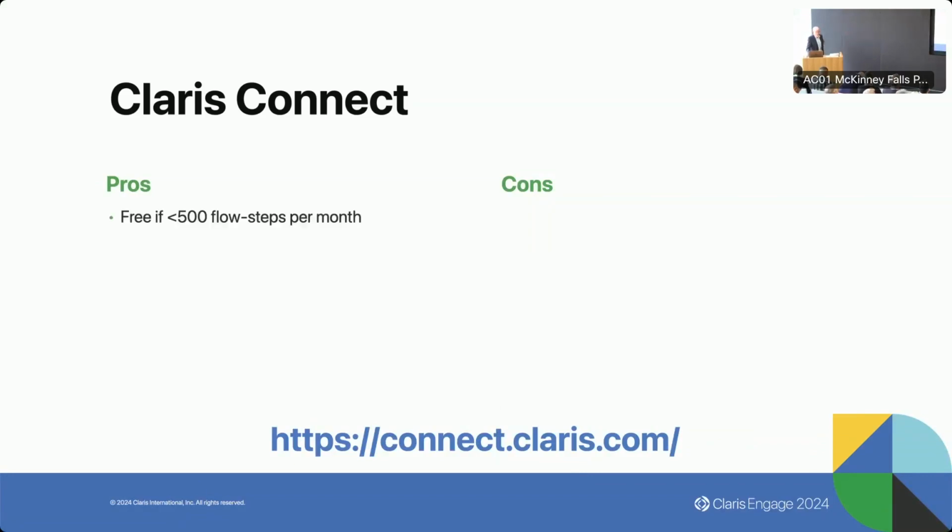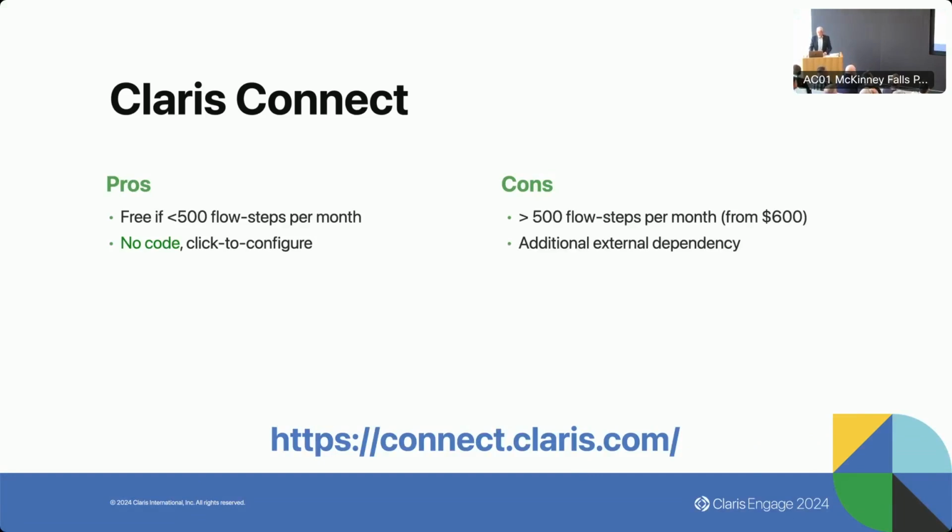Claris Connect. Pros, it's free if you're using under 500 flow steps per month. No code, click to configure. Cons, if you're using over 500 flow steps per month, there is a cost associated with it. It's an additional external dependency, your data on someone else's server.